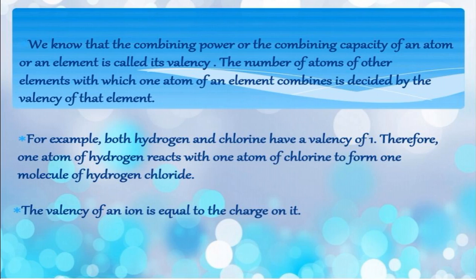We know that the combining power or the combining capacity of an atom or an element is called its valency. The number of atoms of other elements with which one atom of an element combines is decided by the valency of that element. For example, both hydrogen and chlorine have a valency of 1. Therefore, one atom of hydrogen reacts with one atom of chlorine to form one molecule of hydrogen chloride. Next, the valency of an ion is equal to the charge on it.